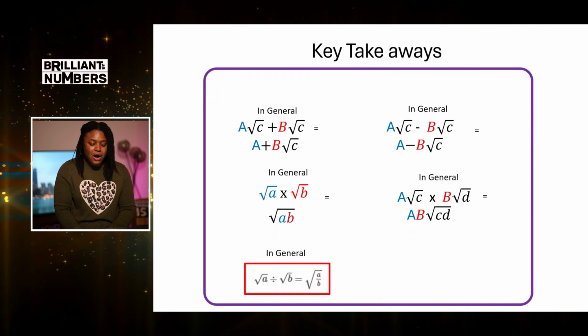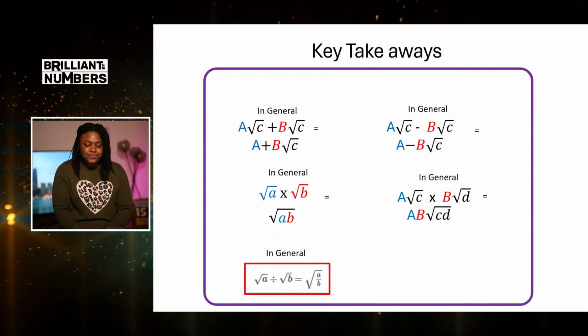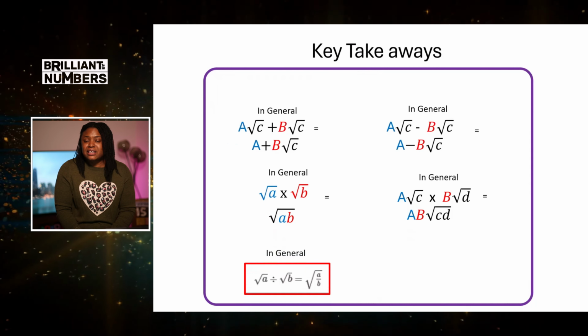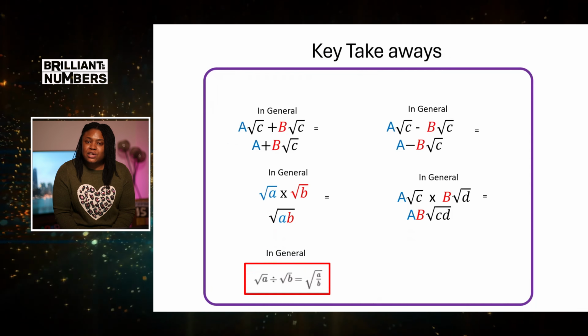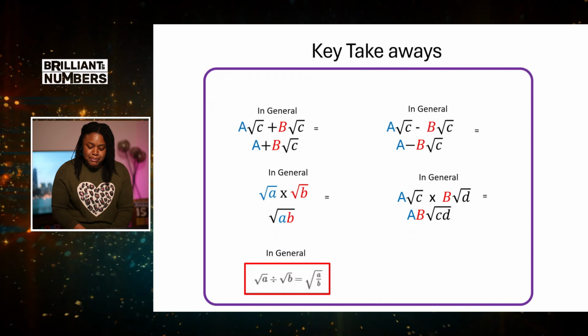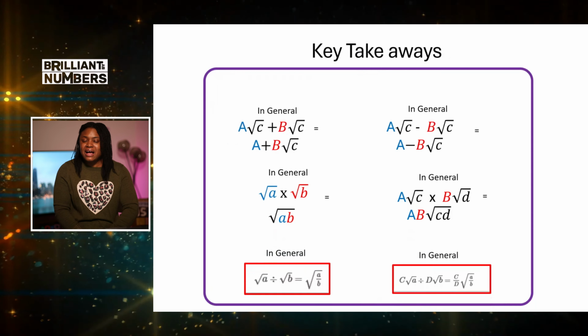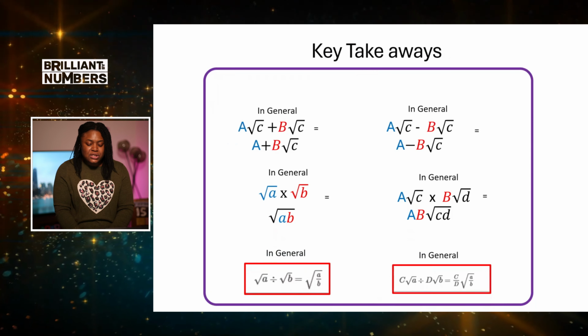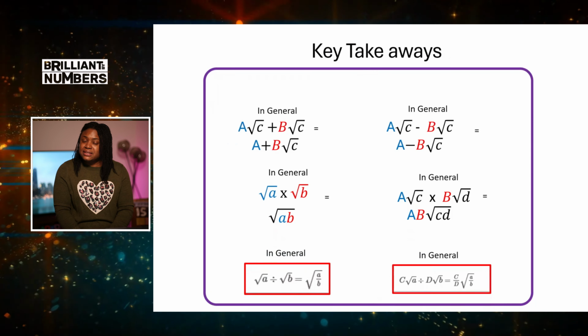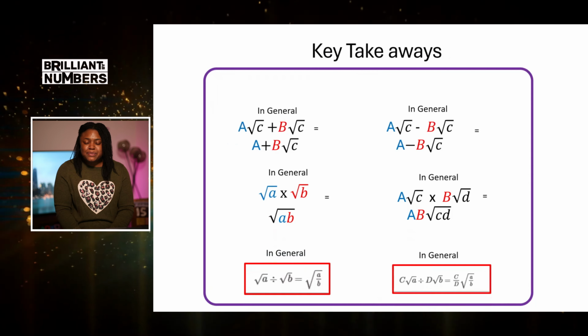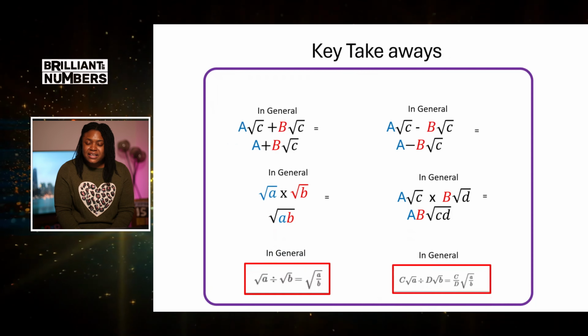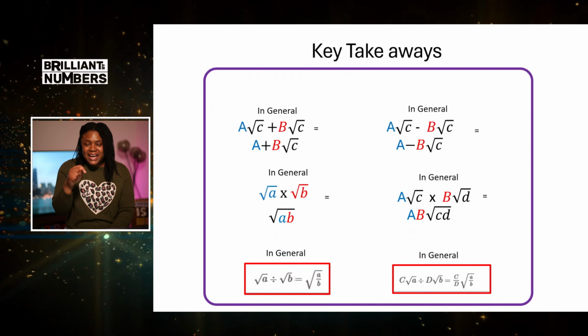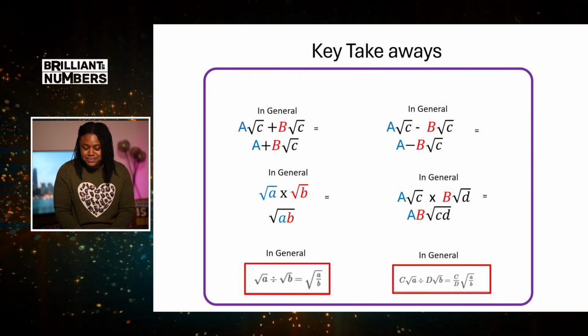And then for our division in general, root A divided by root B will always be equal to root A divided by B. And then if we have coefficients, C root A divided by D root B will always be equal to C divided by D, root A divided by B.